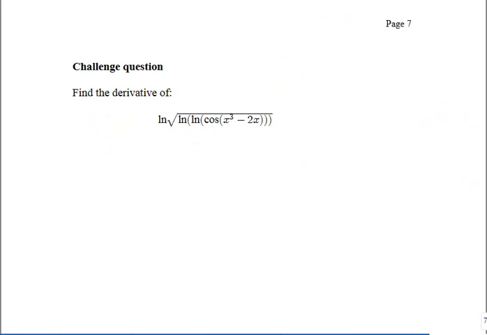All right, this last example here is a challenge question. So this is asking us to find the derivative of the ln of the square root of the ln of the ln of the cosine of x cubed minus 2x. So this is a big time chain rule problem because we've got all these functions nested inside of each other. The outermost ln is here. Then we have our square root, then we have an ln, another ln, then a cosine, and then all of this stuff in the middle. So what the chain rule is going to say is that we would need to take the derivative of each one of these and multiply them all together.